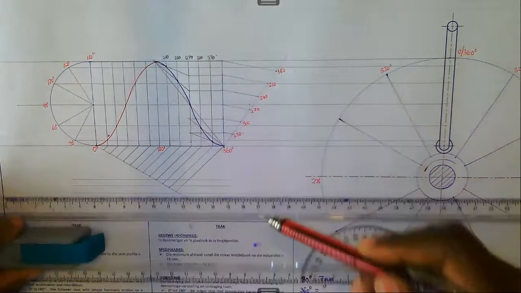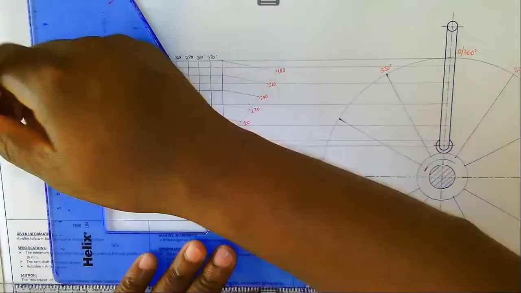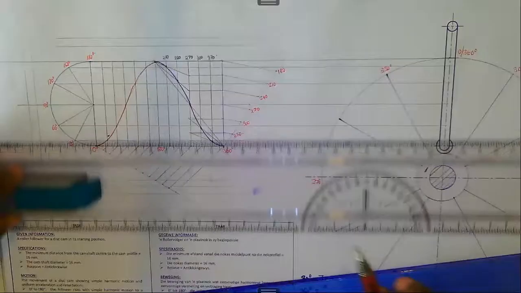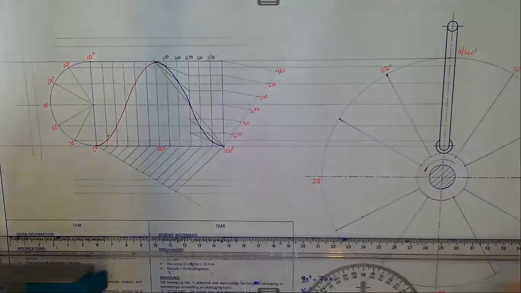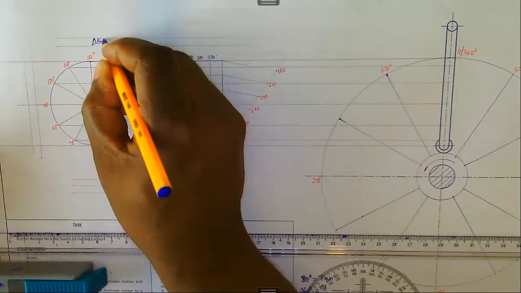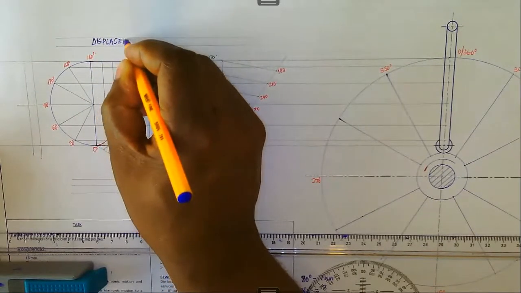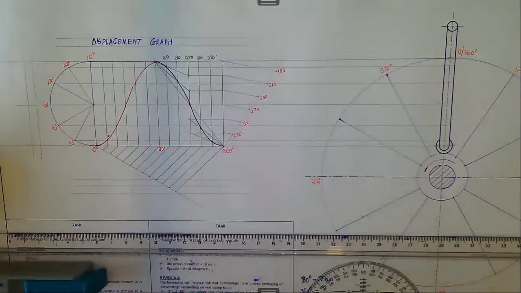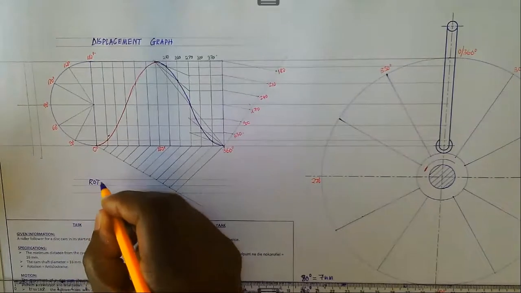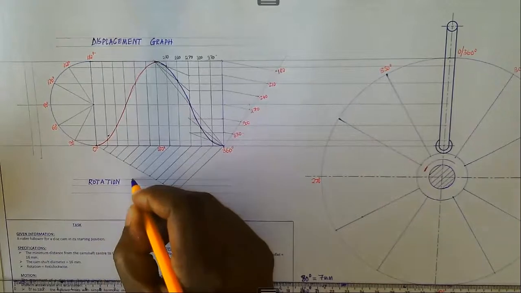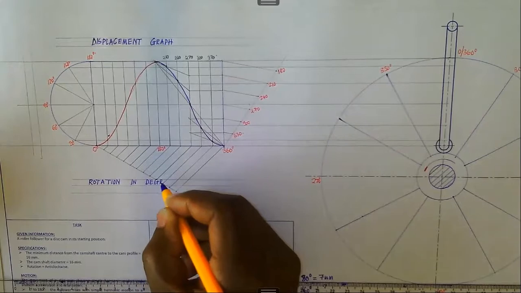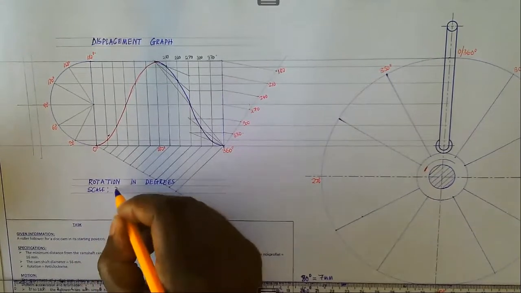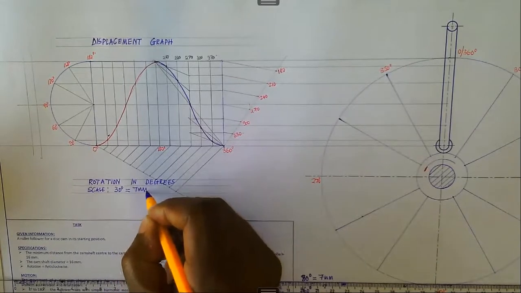Let's label our displacement graph. Always do that because there are marks for that. Provide guidelines for presentation of work. Your label here. That's our displacement graph. Then you write rotation in degrees. 30 degrees is equal to 7 millimeters.